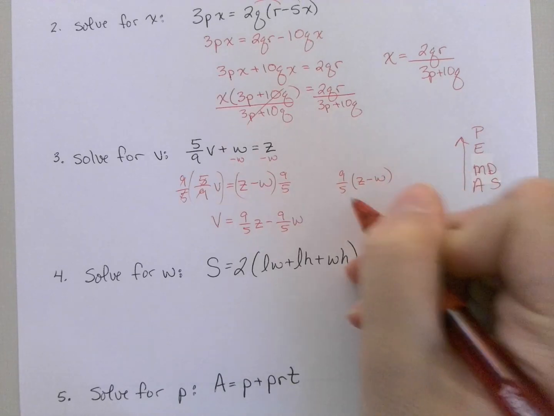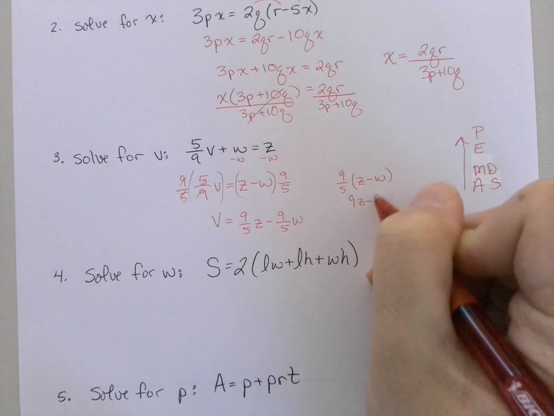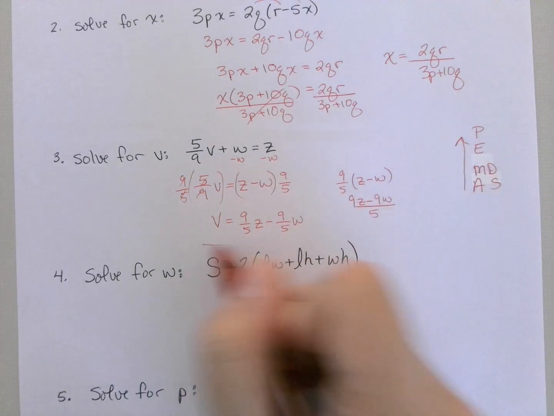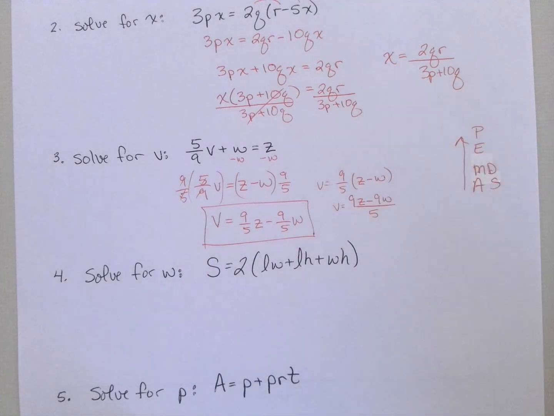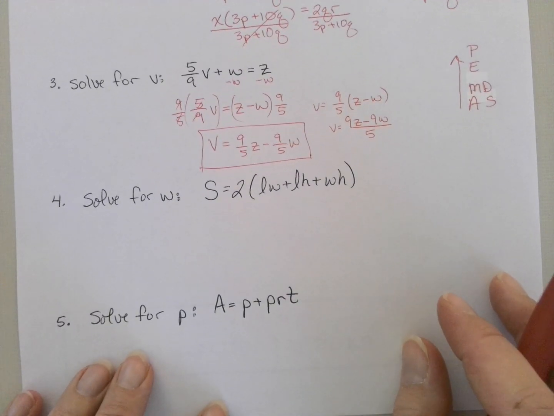You might also see the answer of 9z minus 9w, all divided by 5. So any of those answers are good in different forms. Okay, so we have another one, and we are solving for w.